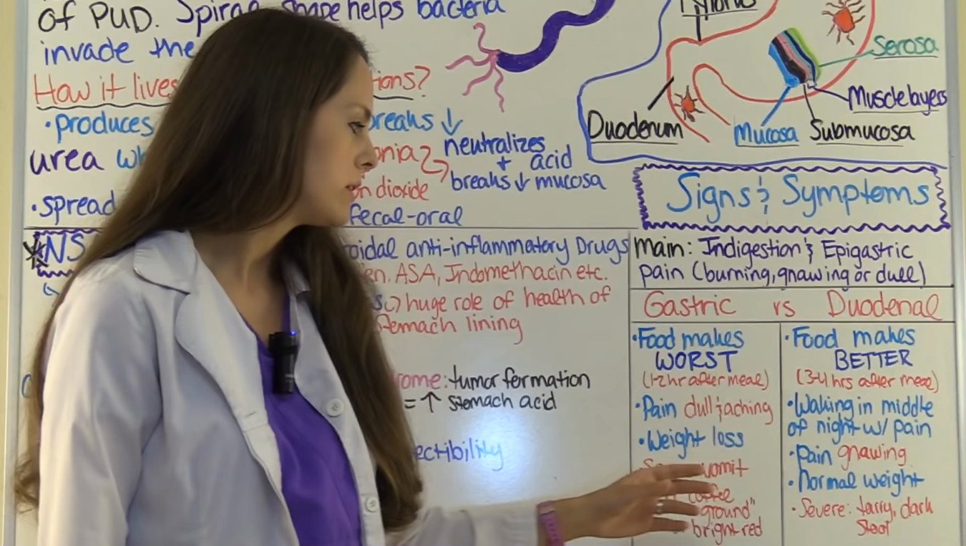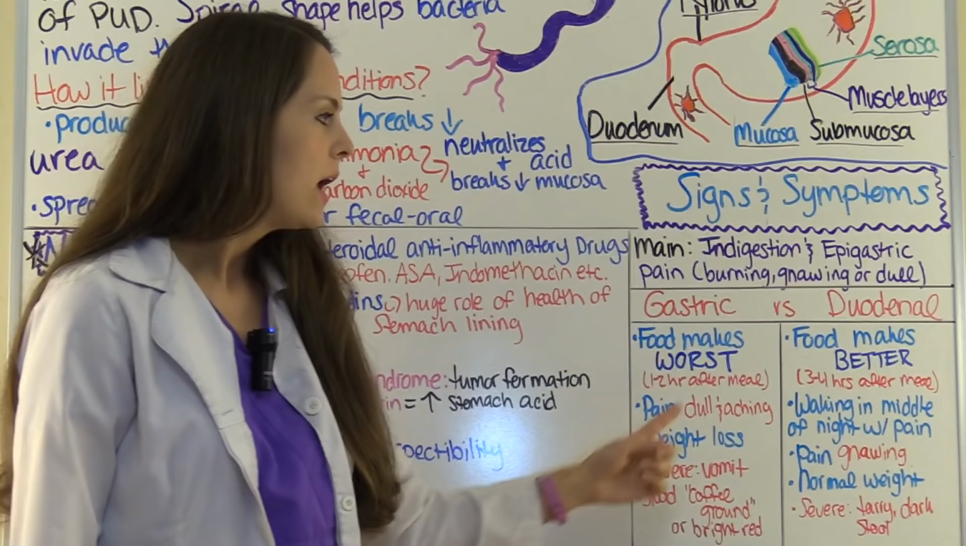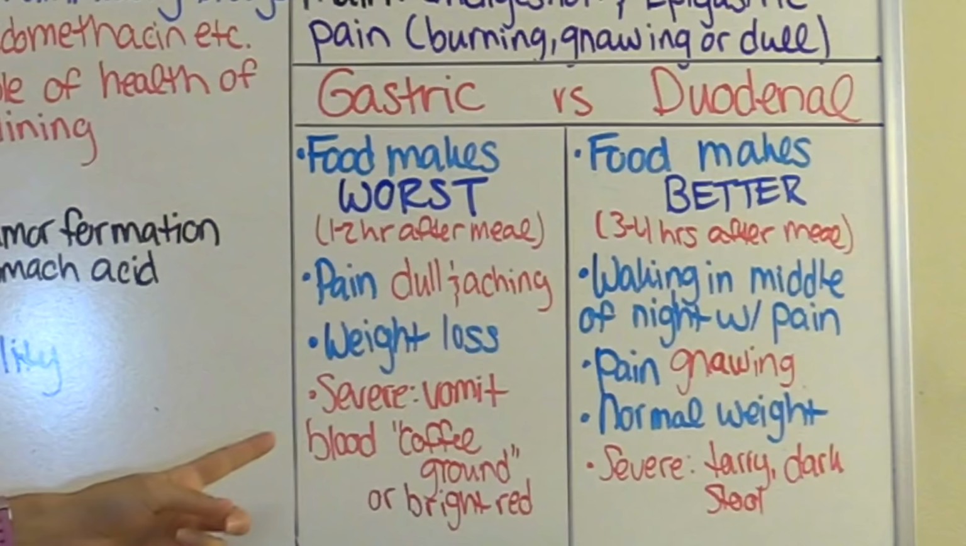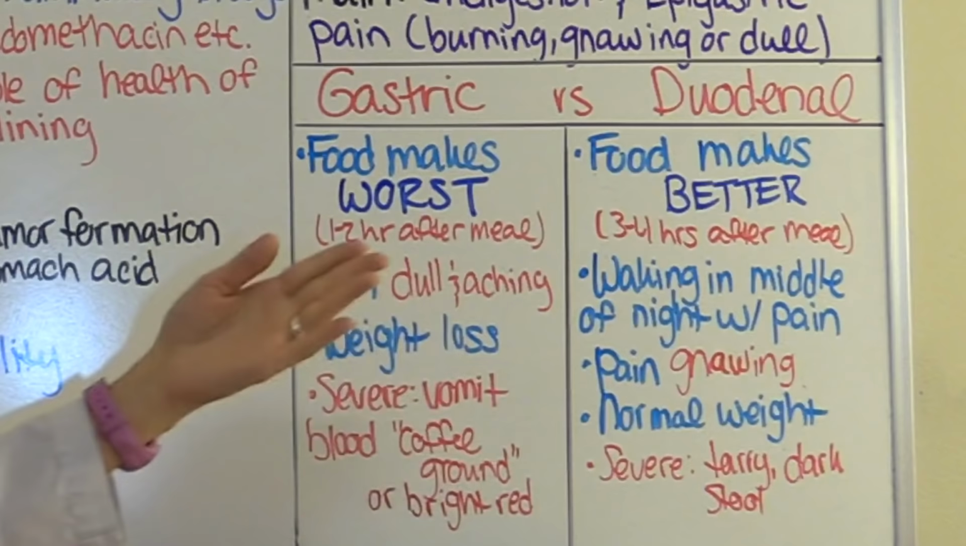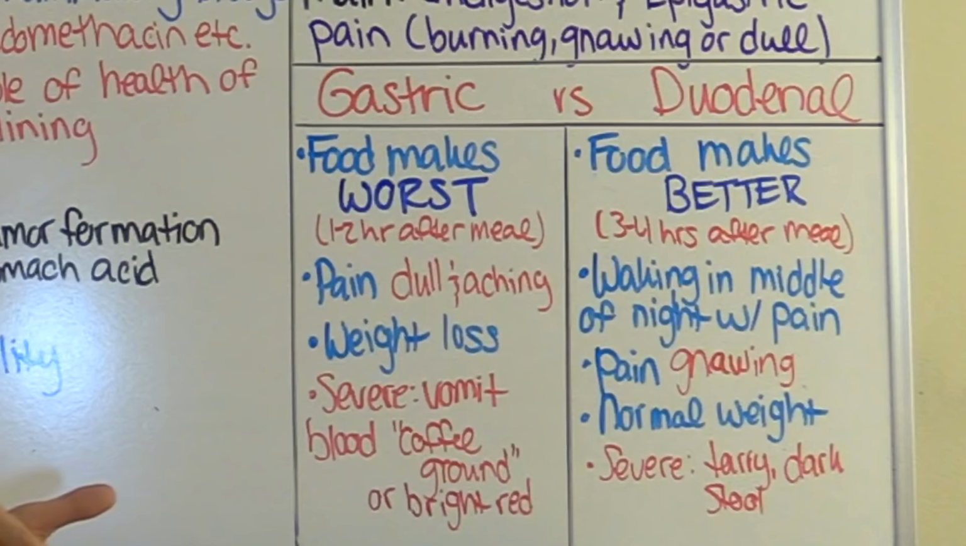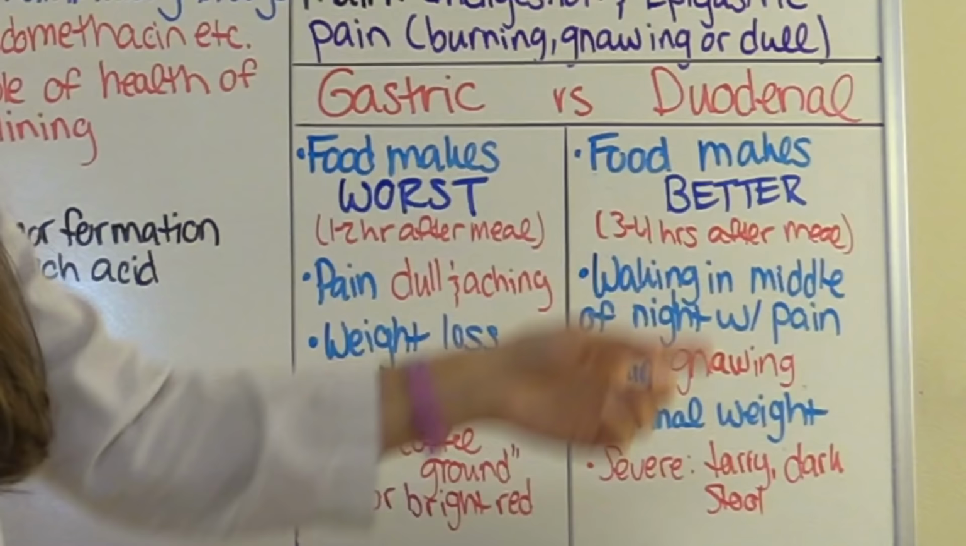The patients with gastric ulcers may describe the pain as a dull, aching pain. However, with duodenal, the patient may say it's a gnawing pain, like something in my stomach gnawing at itself. With gastric, they tend to have weight loss. Well, why? The pain is worse when they eat, so these patients may not eat as much, don't really want to eat because they have pain, so they tend to have weight loss. With duodenal, they tend to have a normal weight.